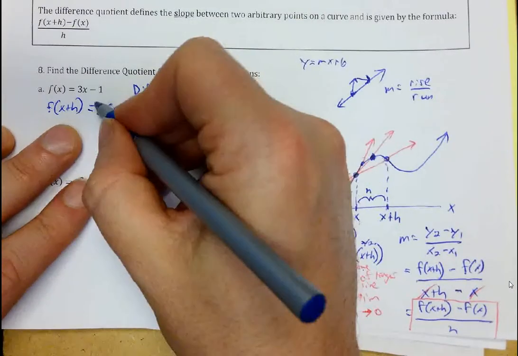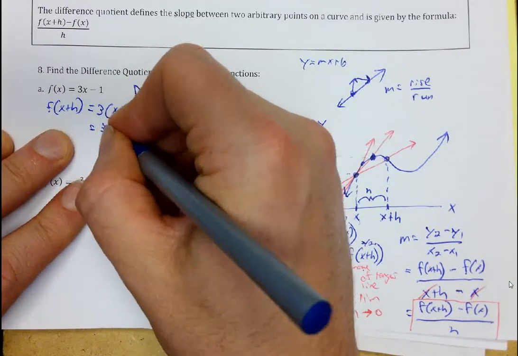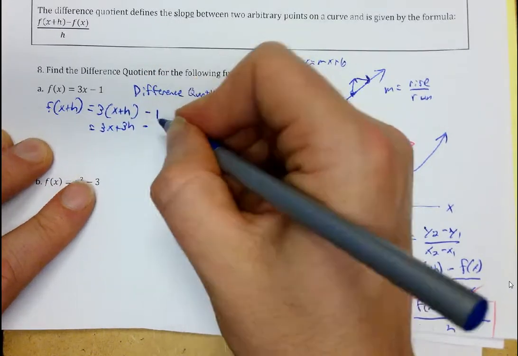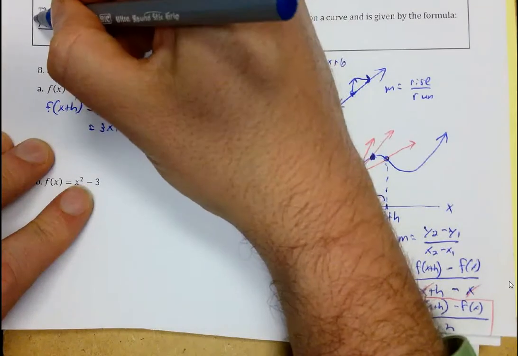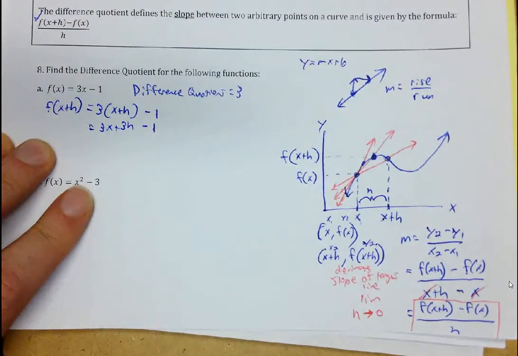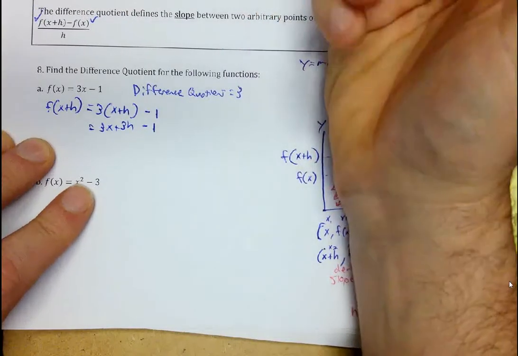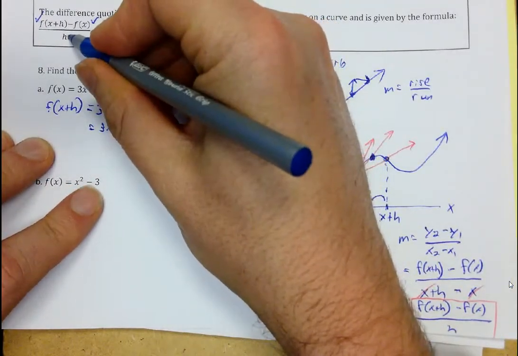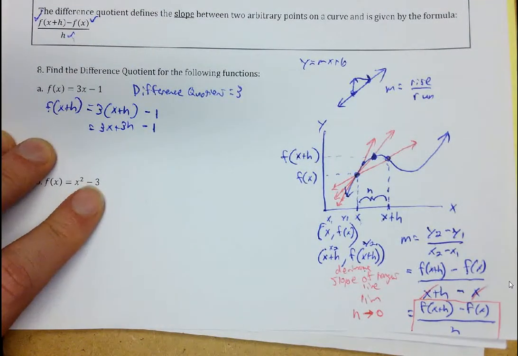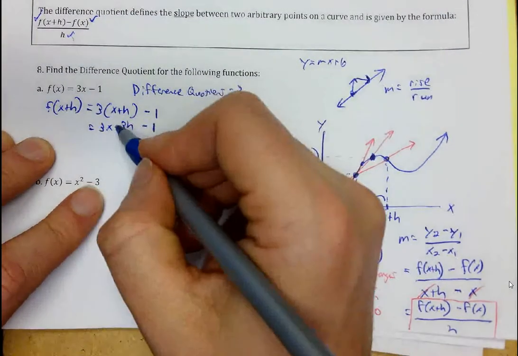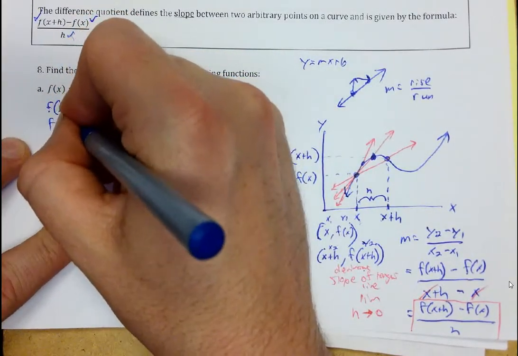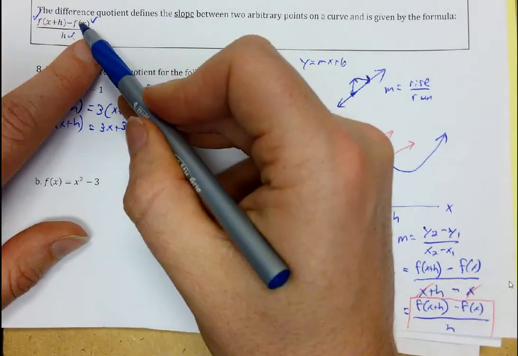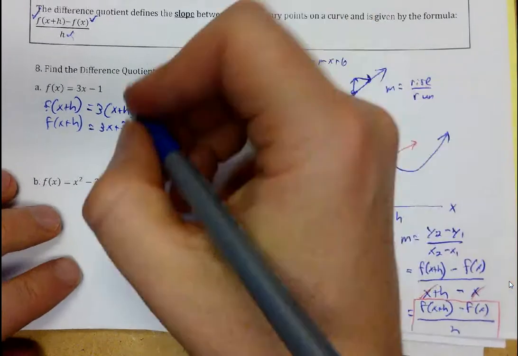To simplify this, there isn't a lot to do. I just want to distribute my 3 to get 3x plus 3h. I've got my minus 1. And I've got this done. I've found f of x plus h. So in my formula, I need to plug in this f of x plus h, which we just found. I need to plug in my original function, which they gave us. And I'm going to plug in this h, which is just a new variable. There's nothing down there other than this h. So I want to take my function here, my f of x plus h, and then I'm going to subtract my original function from it.